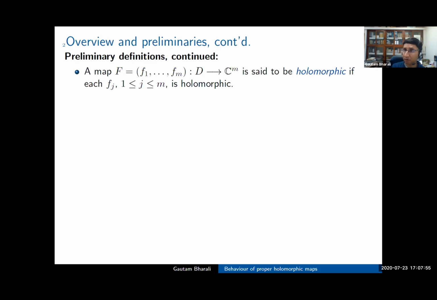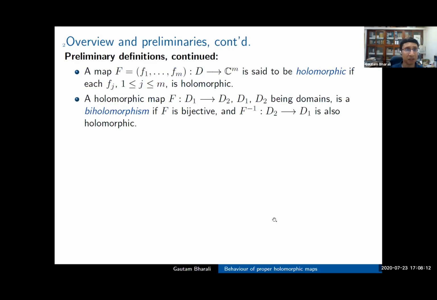So what I defined previously was a complex valued function. A vector valued map, capital F, from the same open set D, this time into C^m, is holomorphic if every coordinate function is holomorphic. And lastly, there was in the first slide this word biholomorphism.